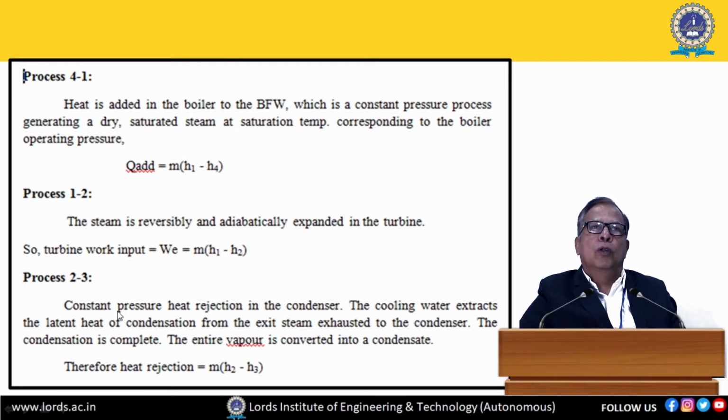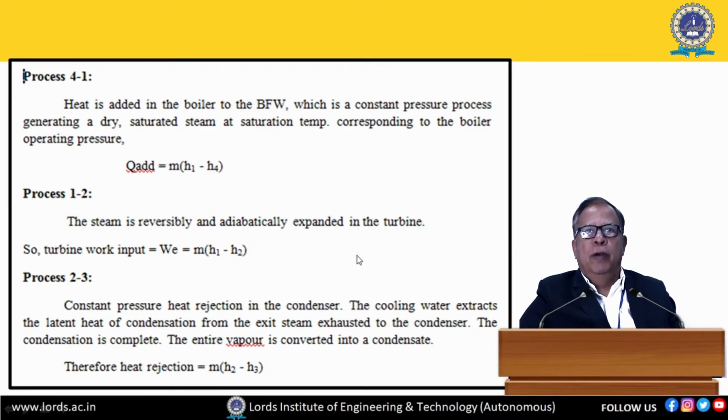Now process 3-4 is the pump work. We know that the pump is a power consuming device, whereas the turbine is a power producing device, so we have to supply work to the pump. What is the pump work we have to supply? It is given as WP equal to the mass of the steam times H4 minus H3, that is, state point 4 minus state point 3. Now, what is the net work output of the cycle? It is the work produced in the turbine minus the work consumed in the pump, so it is WE minus WP.